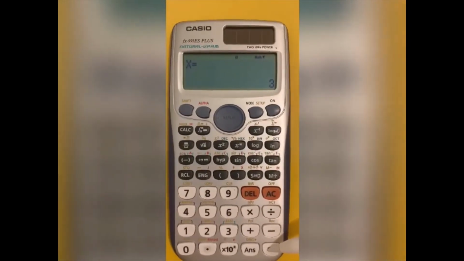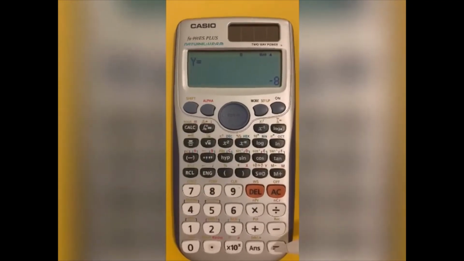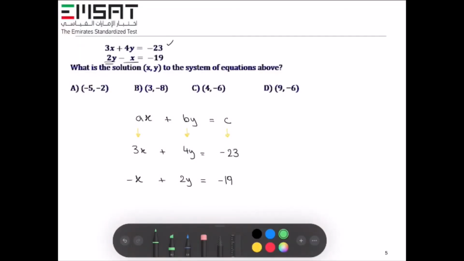Now for x we have 3, and for y we have negative 8. Now as shown in the calculator, option B is correct because x is 3 and y is negative 8.